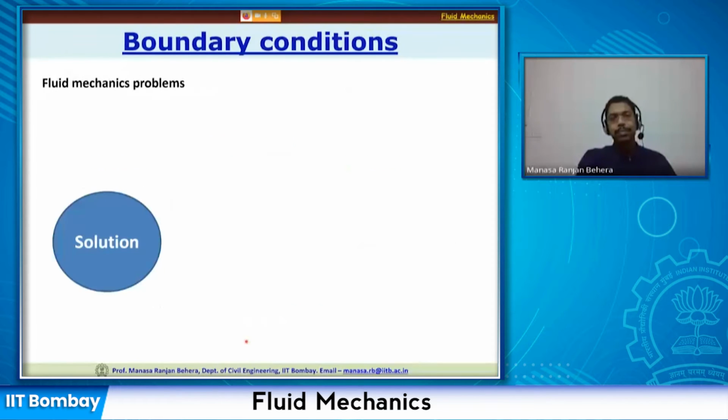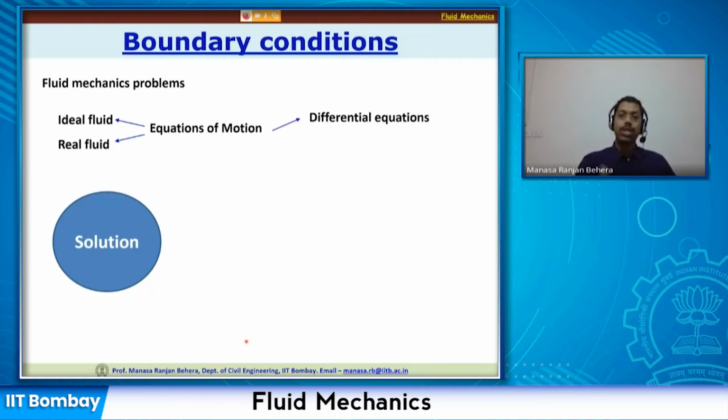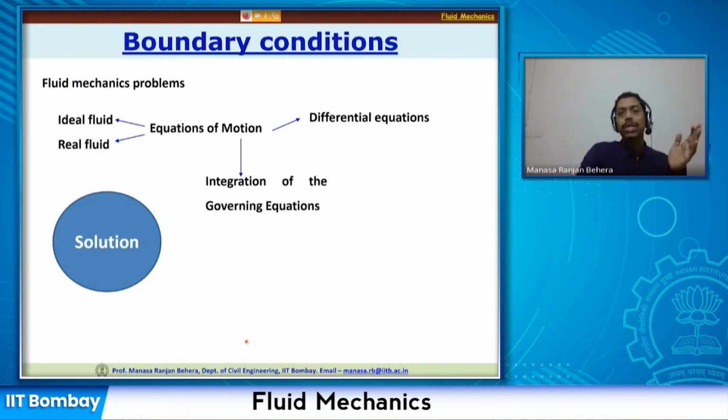All right. Now let us talk about the problem. I have a fluid flow problem and I want to solve it. So how do I solve it? Obviously, I need to use the equation of motion. And as we have already seen, I can have two different fluids, ideal fluid or real fluid. And for these two fluids, the equation of motion is going to be written, mostly in a differential equation form. And if you want to solve this differential equation, you basically integrate the governing equations and solve it in time and space.